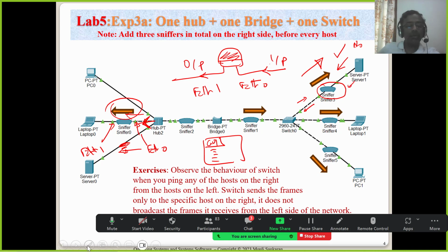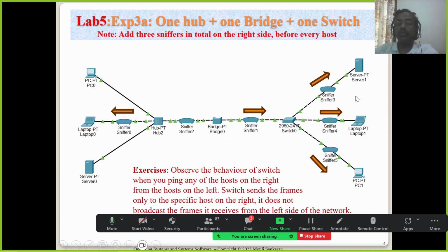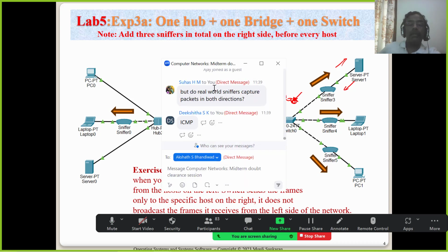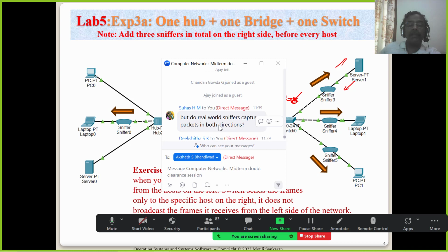If I ask you how do I connect a sniffer to see the traffic flowing in both directions? I want to do both directions. Can somebody tell me? I will give you one more sniffer. I want you to show me the traffic going here as well as here on the sniffer. How will you connect the sniffer? Let me go to the chat window, let me answer all the questions by the time you guys think.